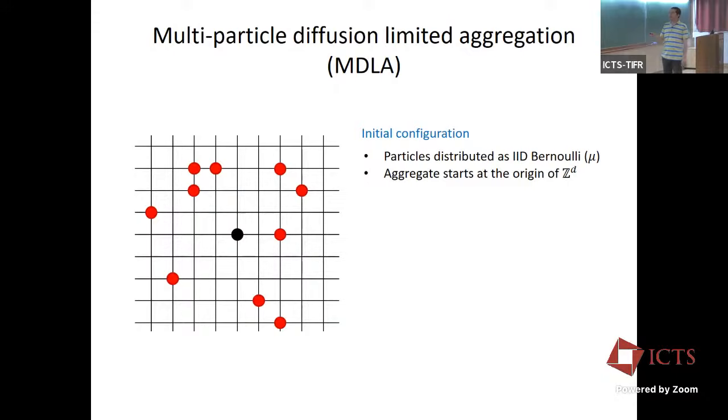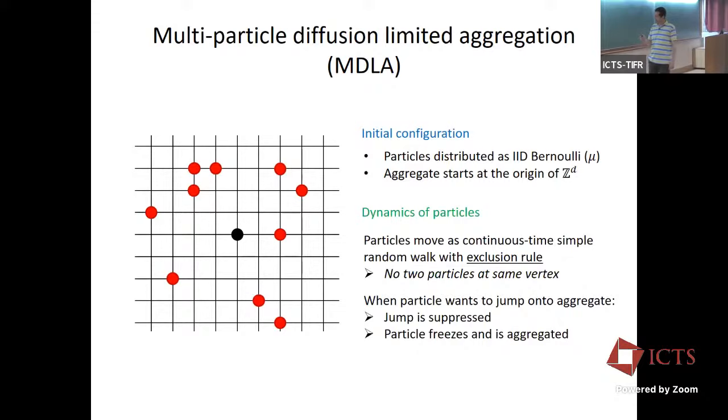Then at each site that's not the origin, I flip a coin. With probability mu, which is the parameter, I put a particle there, which is this red ball here. And with probability 1 minus mu, I leave the site vacant. I do this in an IID fashion for each site but the origin. Then this is time 0, the process starts.